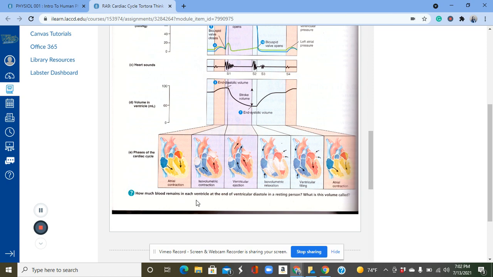So yeah, I might as well try to answer this question right here. How much blood remains in each ventricle at the end of ventricular diastole in a resting person? What is this volume called? I think it was mentioned earlier, the amount of blood in each ventricle at the end of ventricular diastole is called the end diastolic volume. And I think that's 130 milliliters in a resting person.